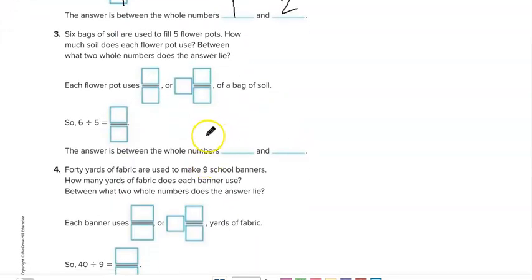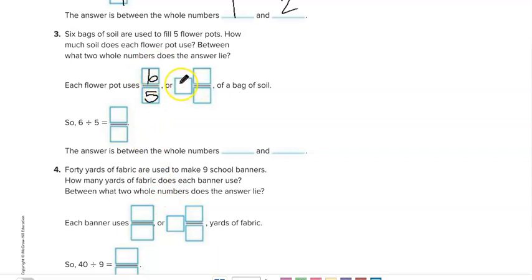6 bags of soil are used to fill 5 flower pots. How much soil does each flower pot use? Between what 2 whole numbers does the answer lie? So each flower pot is going to use 6 bags of soil to split up between 5 flower pots. This is very similar, we have a top-heavy fraction here.